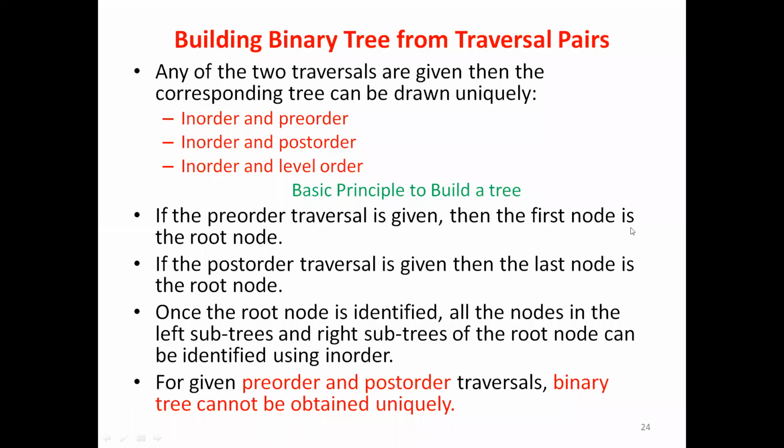The topic is building a binary tree from a traversal path, right? You know the different types of traversals: in-order, pre-order, post-order. If I know any two traversals, either pre-order and in-order, or in-order and post-order, or in-order and level order, if I know the pair of traversals, then I am able to build a binary tree. It is possible for me to build a binary tree, right?